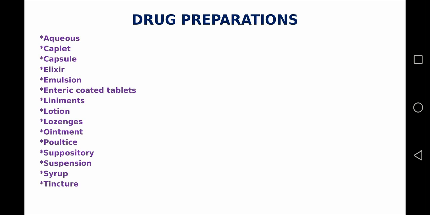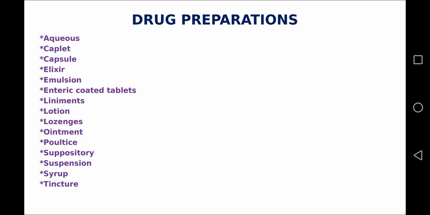Next is lotion. These are drugs in liquid suspension intended for external use. Next is lozenges. These are drugs in a sweet base that is released as the base dissolves in the mouth. Next is ointment. Drug in Vaseline base that is applied to and absorbed by the skin.